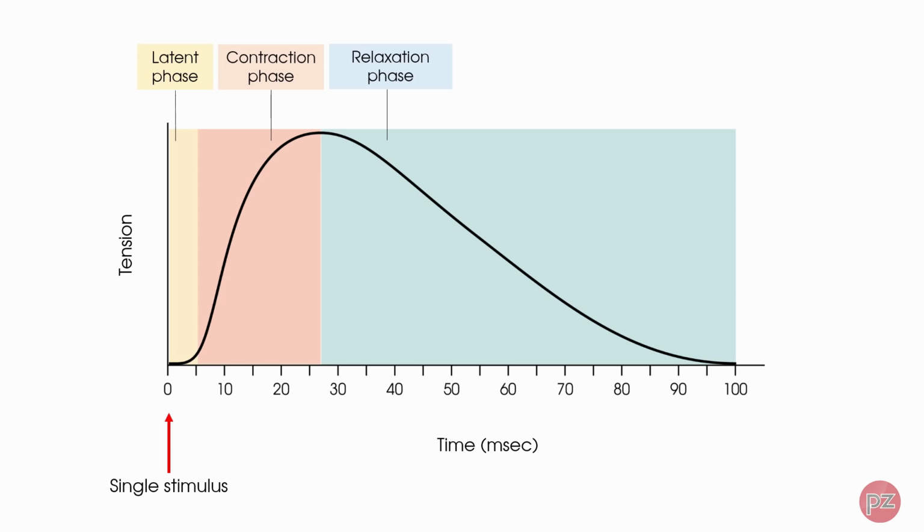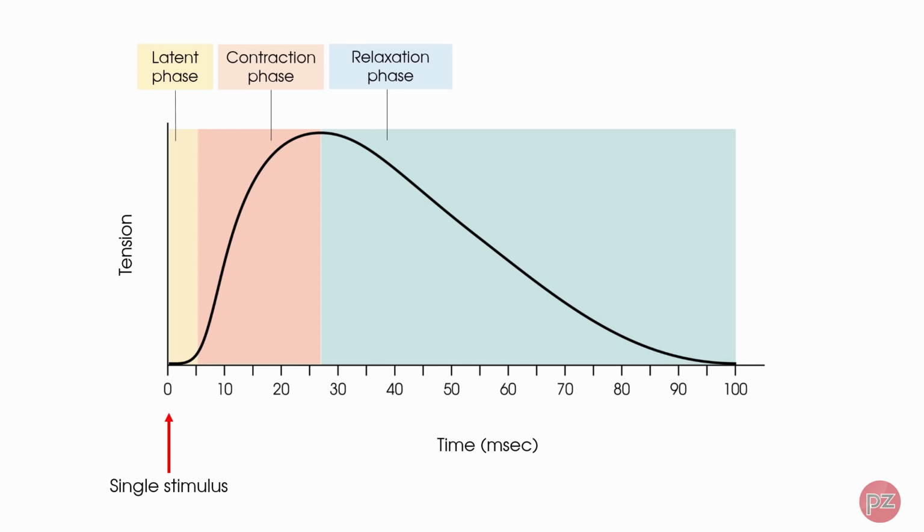It's also worth noting that during the initial 5 milliseconds approximately after the initial action potential, there is a refractory period in which a second stimulus will not cause a second contraction. I suppose it's easiest to think of that the muscle fiber is just too busy during this period to receive another action potential.